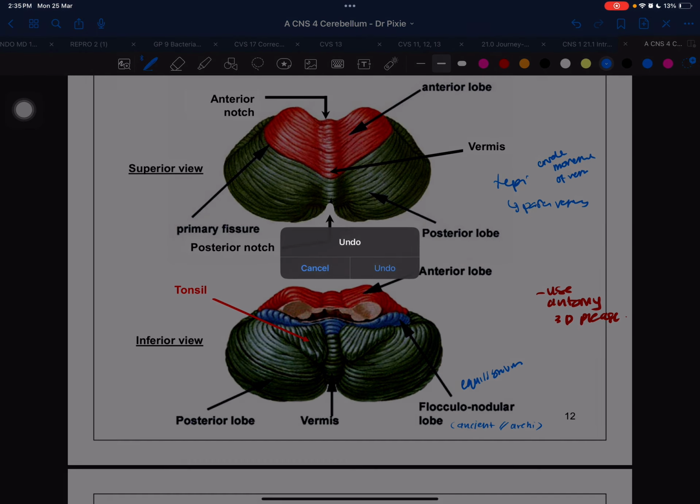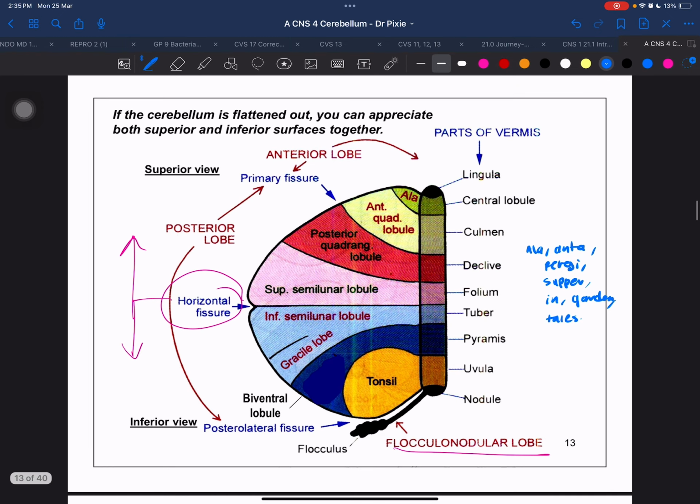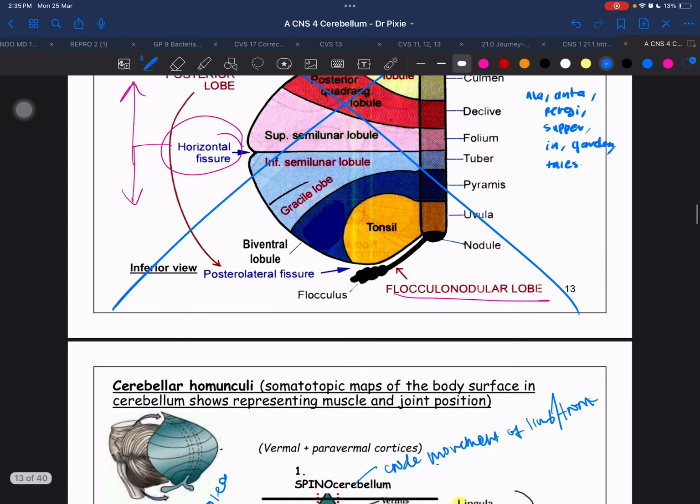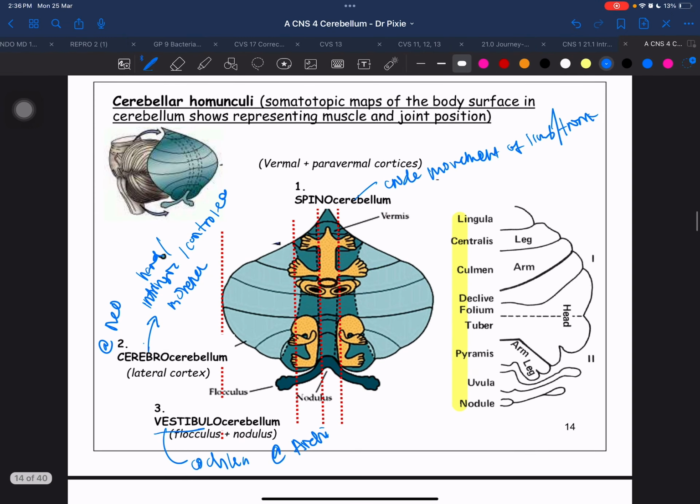This is the picture from the book. This is the midline, called the vermis. This is the flocculonodular lobule, here in blue. And what you have is all the lobules for the posterior lobe. You do not need to remember this. This is just good to know. But what I want to tell you is that this morning we learned the motor homunculus and sensory homunculus. Cerebellum also has its homunculus, and you can see that it starts from the vermis.